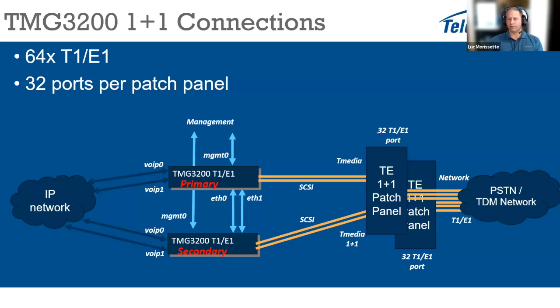So here, each of the devices are 32 T1 or E1. So if you want 64, you need to put 2 of those patch panels. So you will have SCSI cables connected to one patch panel, SCSI cable to the other patch panel, and all your T1E1 connections will be from the patch panel out to the network.